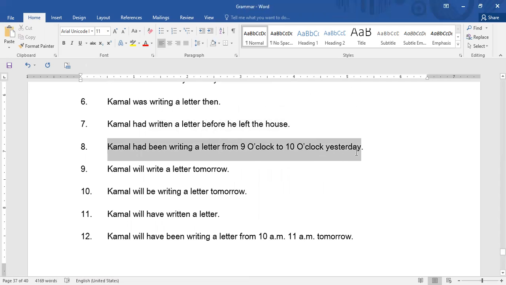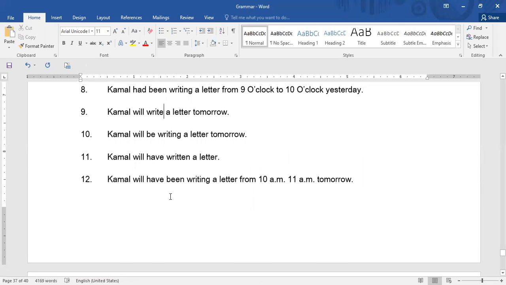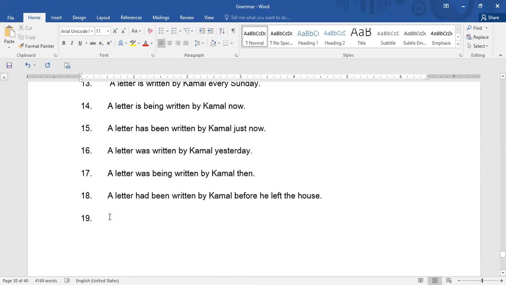Sangeetani, can you change this? No. Past perfect continuous, we can't change. Then Sangeetani, future simple. Kamal will write. A letter will be written by Kamal tomorrow. The letter will be written by Kamal tomorrow.